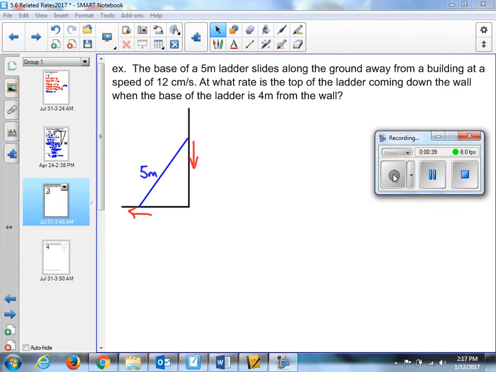Okay, so we've got a diagram going on here. I guess we'd call the up-down the y, just because we're familiar with the variables y and x. So here's my y distance. It's changing every second. My x distance is changing, right?